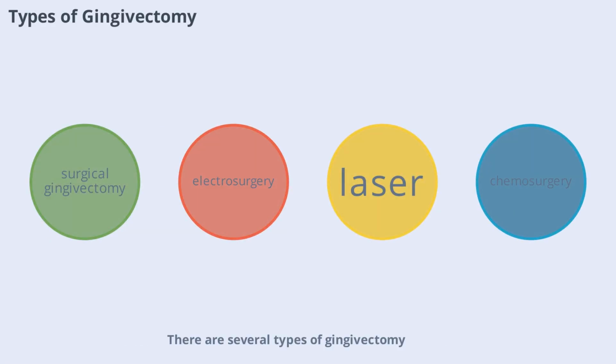There are several types of gingivectomy, each suited to specific clinical scenarios. The main types include surgical gingivectomy, electrosurgical gingivectomy, laser gingivectomy, and chemosurgical gingivectomy. Each method has its own advantages, disadvantages, and indications. Understanding these types helps clinicians choose the most appropriate approach for each patient, balancing effectiveness, safety, and patient comfort.